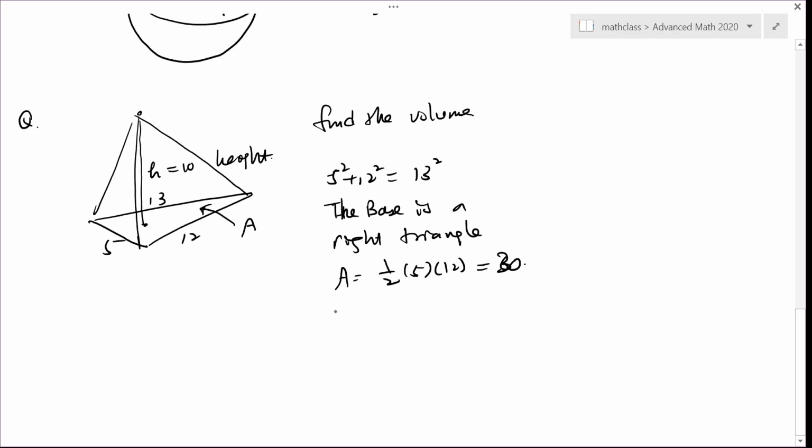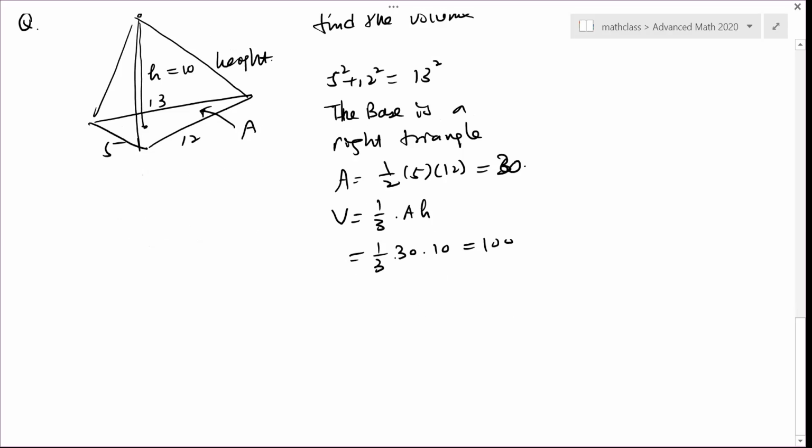So if the area is 30, then the volume is going to be 1/3 times A times H. So it's 1/3 times 30 times 10, so it could be 100. Don't forget, divide by 3. Right. Yeah. Divide by 3.